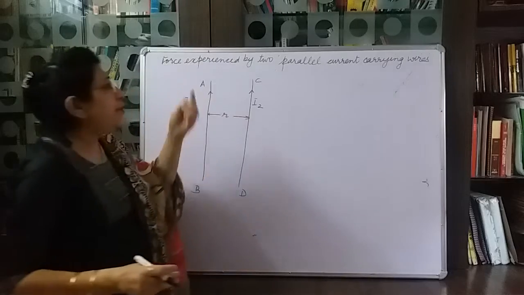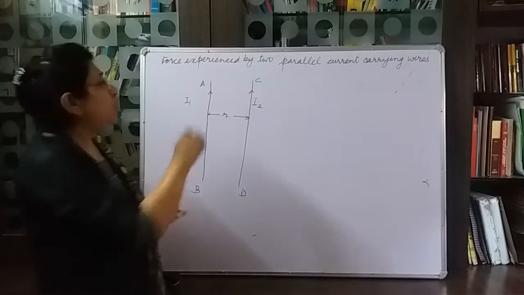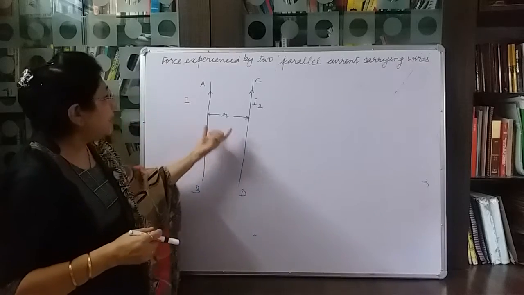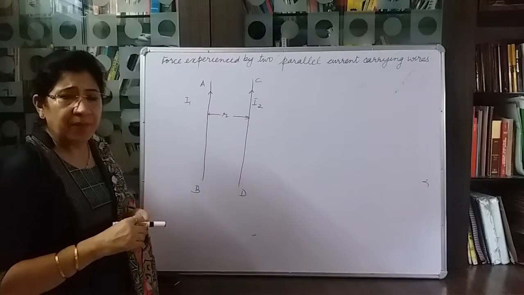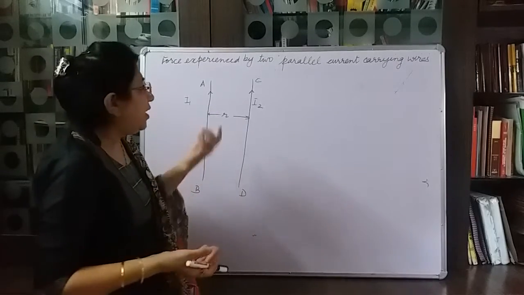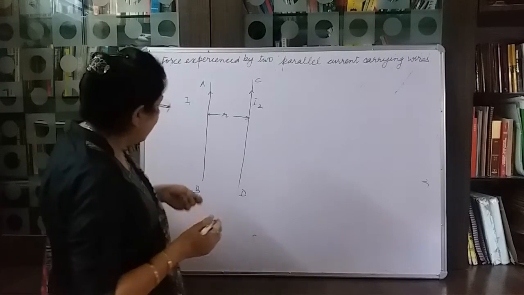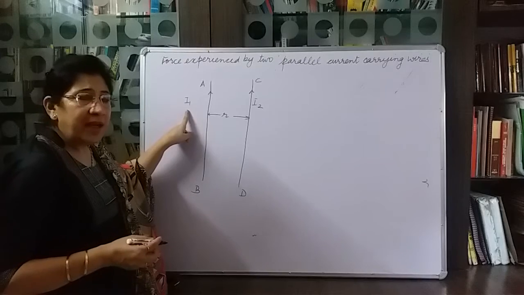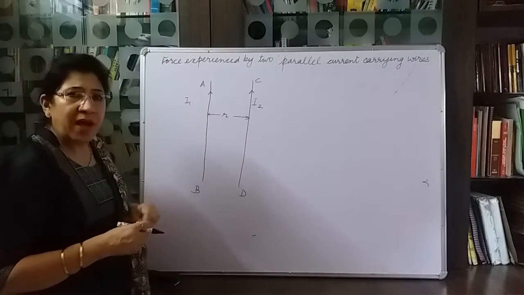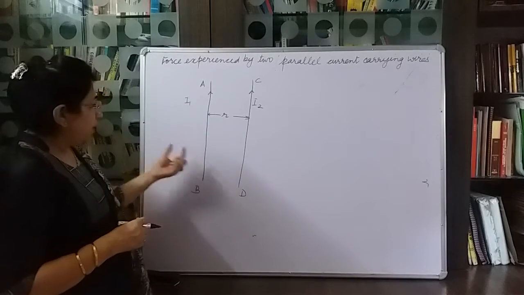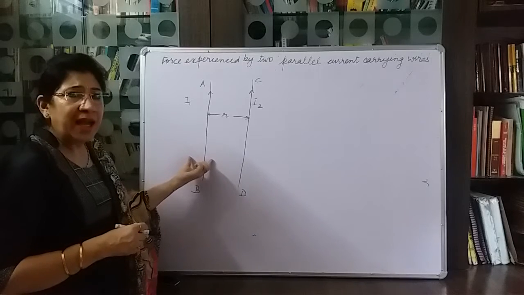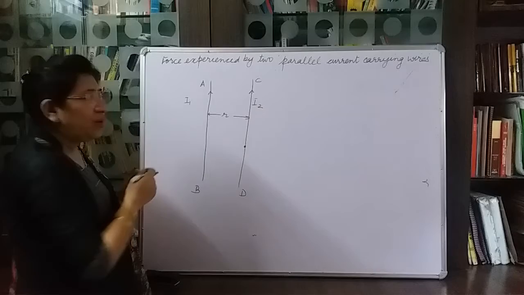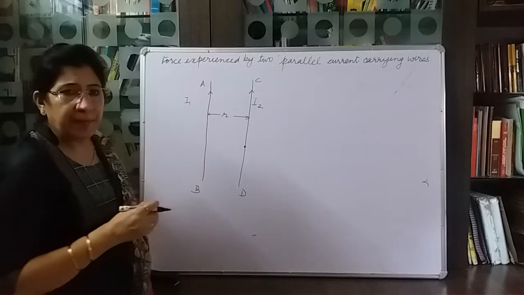We are finding the force experienced by two parallel current carrying wires. In this case, we have taken the current in the same direction. We can also take the current in the opposite direction. So, these two wires are there. Current I1 and I2 are flowing in these wires respectively. Due to the current I1, there will be a magnetic field around the wire AB.